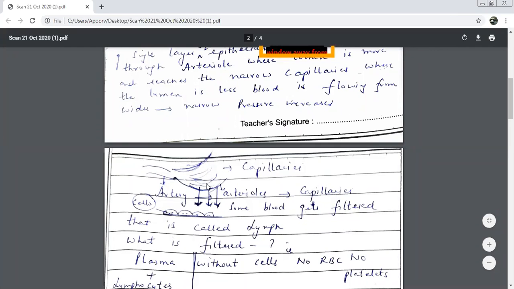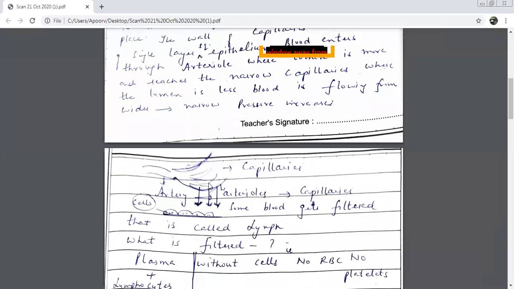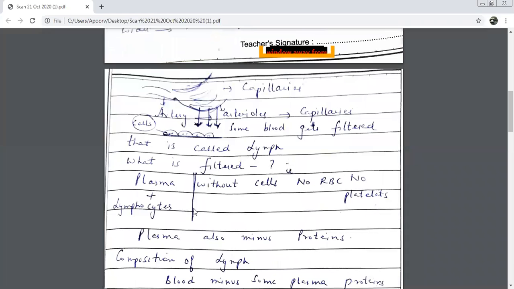So what will happen? Some blood will get filtered off. Some blood will come out from the capillaries. This part which is getting filtered out is what we call lymph. Something gets filtered out from the blood. Whatever is getting filtered out is called lymph. Now let us find out what all is filtered out. Remember, two things are filtered out: plasma and lymphocytes. What are the two things which are filtered out?